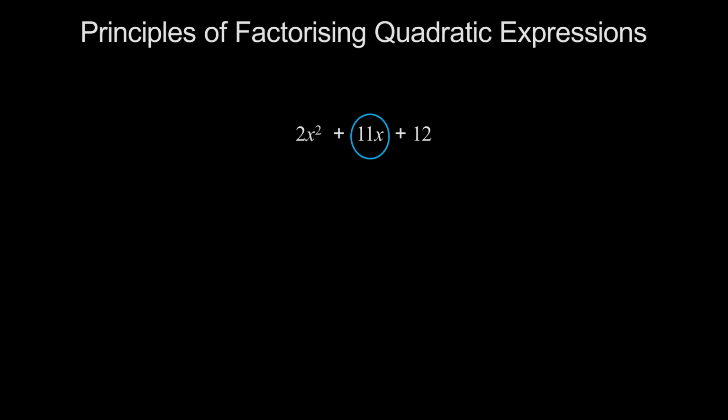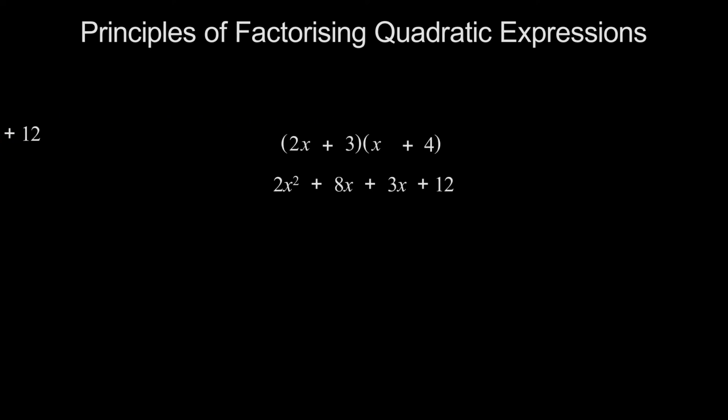To determine how the coefficients of the 2 terms are found, notice that in the expansion of our original binomial, the product of the coefficients of the 2 terms in x, 8 times 3, which equals 24, and the product of the coefficient of x² and the constant term, 2 times 12, also equal 24.